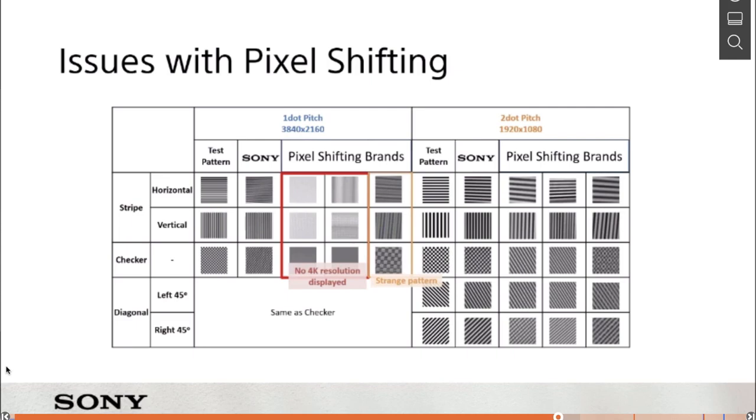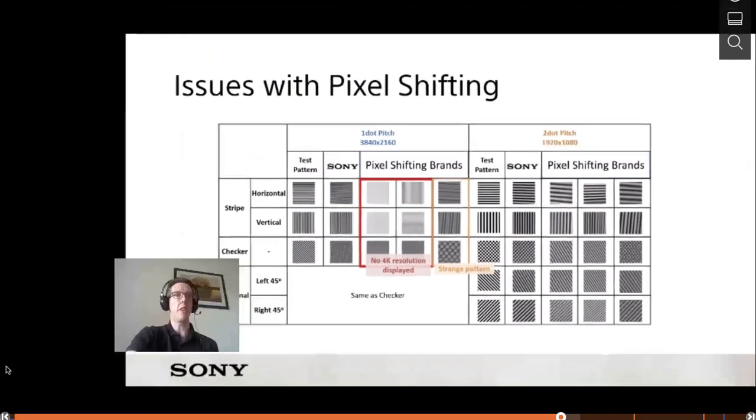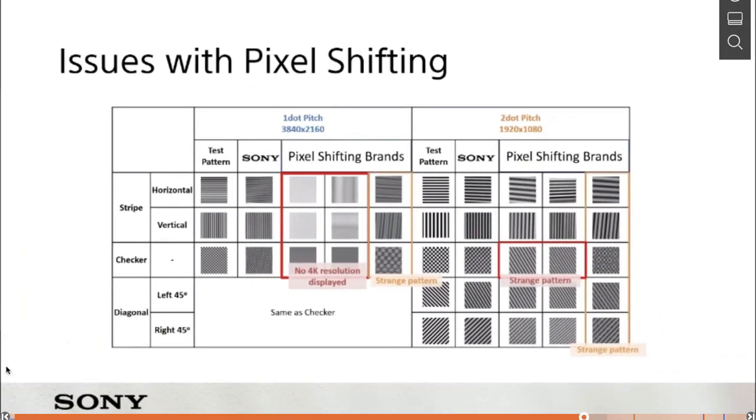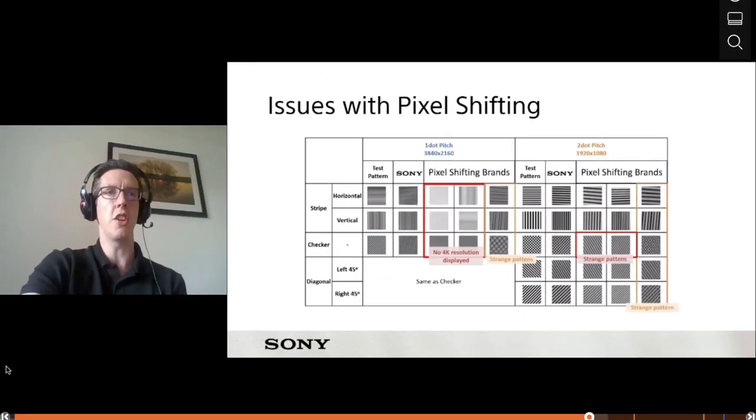stripes and checkerboard accurately. However, the pixel shifting brands struggle to accurately display these 4K test patterns, some resulting in practically no definition of the pixels or some strange interference patterns that don't resemble what the original signal intended. Even when you move to a two-dot test pattern, the patterns with an orange header, which are effectively HD patterns, some strange artifacts still appear, especially in the checkerboard patterns, where there are strange interference patterns with pixel shifting technologies.